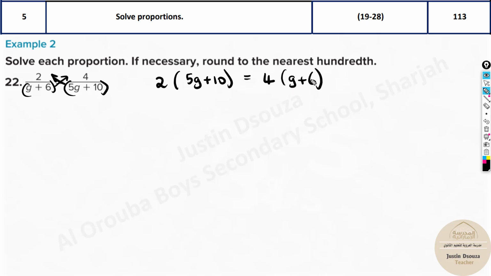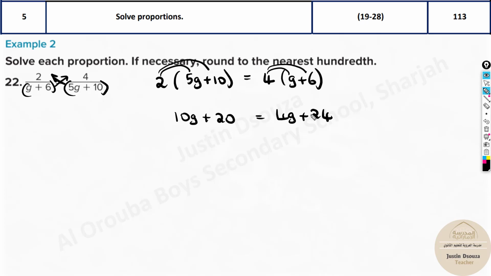Now you have to multiply this inside. It'll be 2 times 5 is 10g plus 10 times 2 is 20. That is equal to 4g plus 6 times 4 is 24. This is the simplification by the distributive property. It's not the answer, but what I want to say is, this is how we get this.